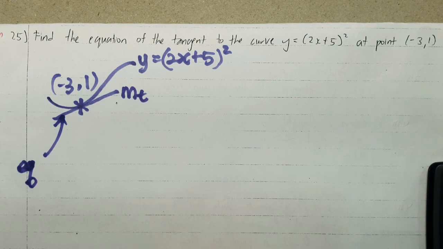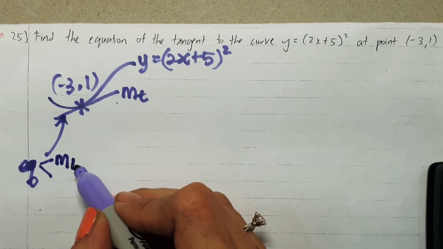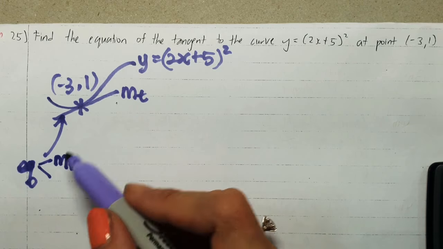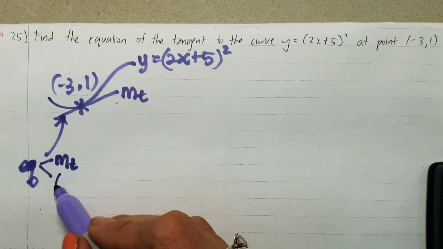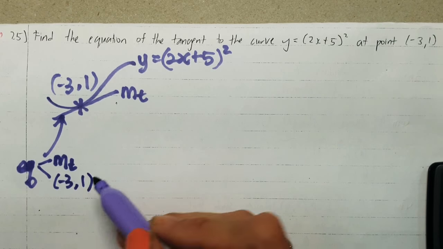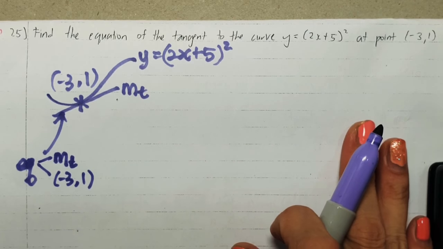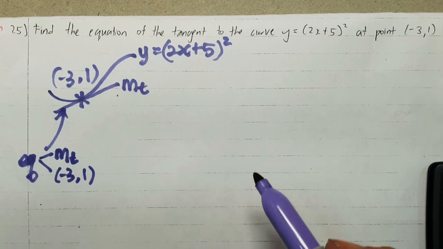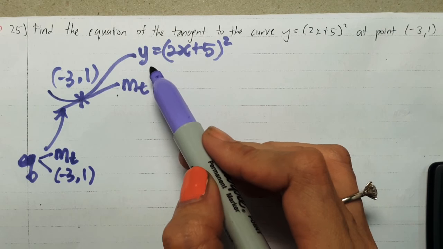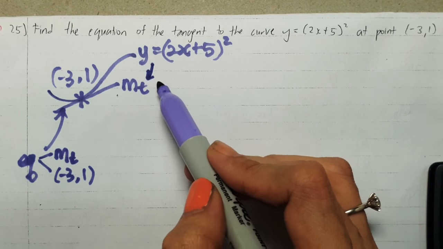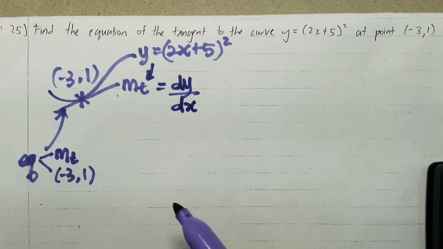To find the equation, we must have two things. One is the gradient of the tangent. Another one is the point that it passes through, which is given over here. So we have all the information, just that I do not have the exact value of the gradient of the tangent, and that needs to be found. So how do we find it? Remember, when you differentiate y, then you will have the gradient of the tangent.